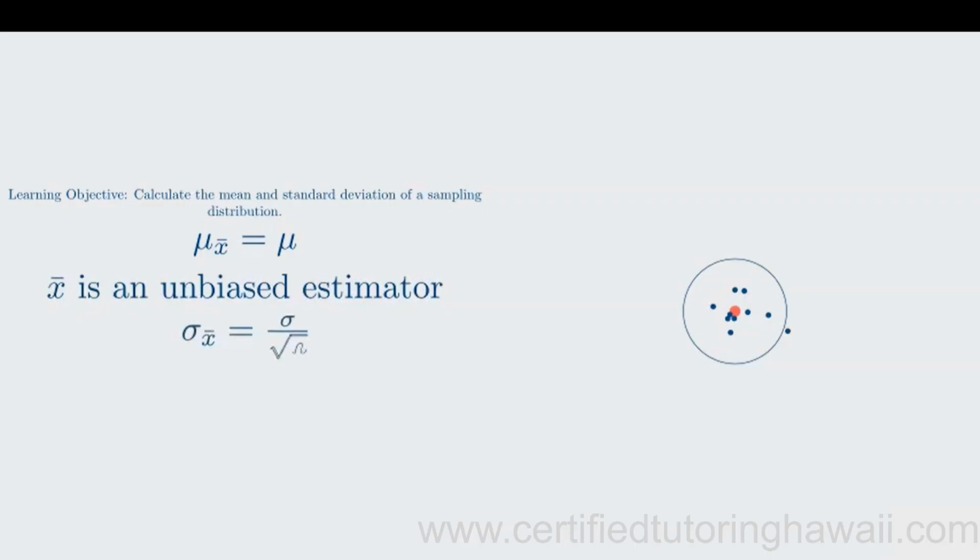Next, we look at the spread. The standard deviation of the sampling distribution, denoted as sigma sub x bar, is calculated by taking the population standard deviation, sigma, and dividing it by the square root of the sample size, n. Notice that because the square root of n is in the denominator, as your sample size increases, the standard deviation of the sampling distribution decreases. This makes sense. Larger samples give us more consistent and precise estimates of the population mean.